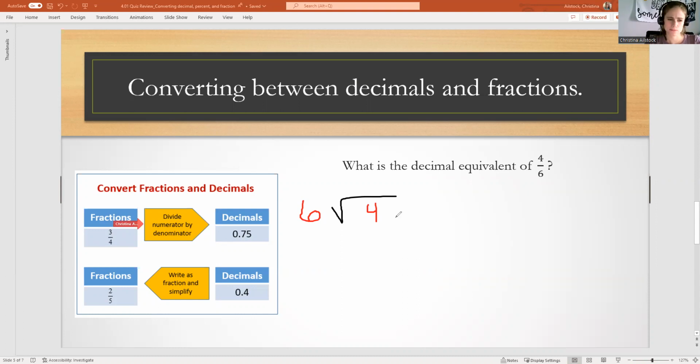But hold up. Can 6 go into 4? Is 6 times anything 4? No, so I immediately need to rewrite this 4 as a decimal. We can rewrite our 4 as 4.0. That doesn't change its value.